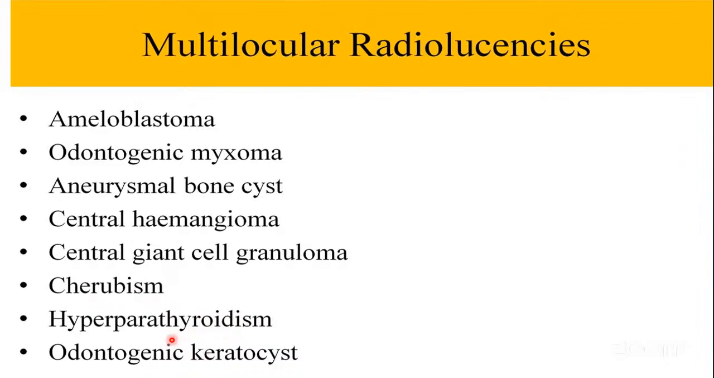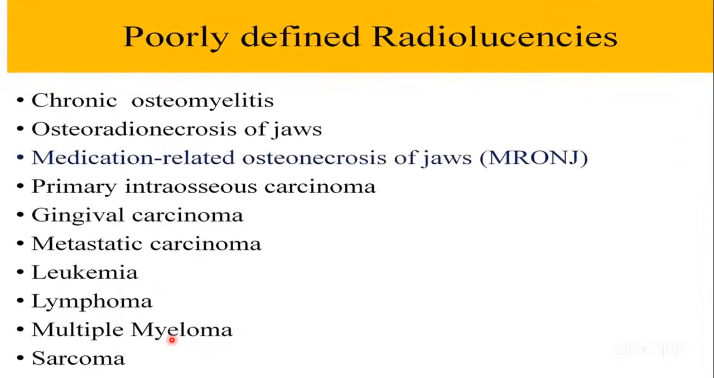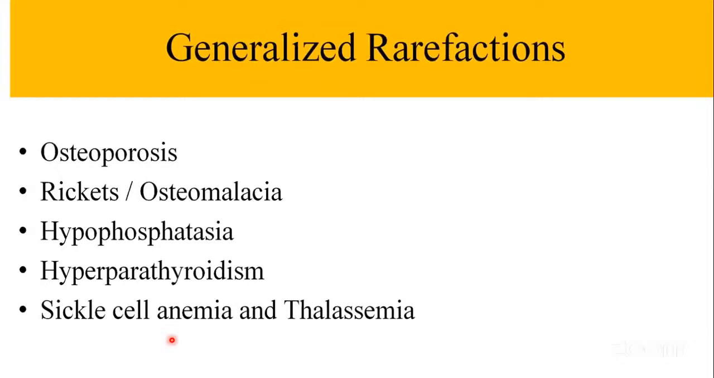Okay, and then OKC. With OKC, you have to observe whether the lesion is crossing the midline or not, and the scalloping borders. This is the characteristic feature for diagnosing OKC. Poorly defined radiolucency is another category with its own differential diagnosis, and then generalized rarefactions like osteoporosis. Rarefactions are mostly mixed lesions only. Your rickets, osteomalacia, hyperphosphatasia, sickle cell anemia, thalassemia and all that come under the category of generalized rarefactions.